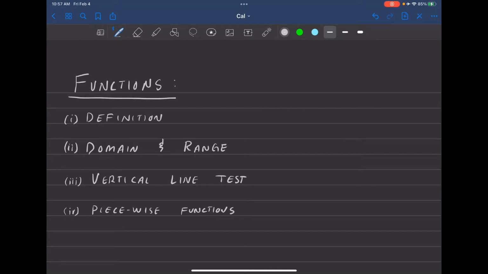Welcome everyone. In this video we're going to talk about functions. First I'm going to define what a function is, then we'll talk about the domain and range of a function, then what the vertical line test is and how to use it to determine if a graph is a function or not, and last, the piecewise function. I'll show you a sketch of a piecewise function. So let's start with the definition, and then we'll dive into the next bullet points.